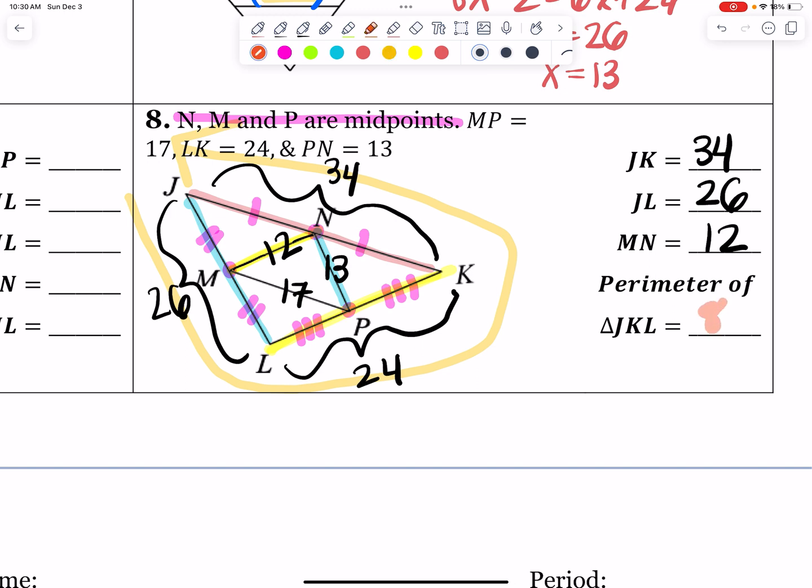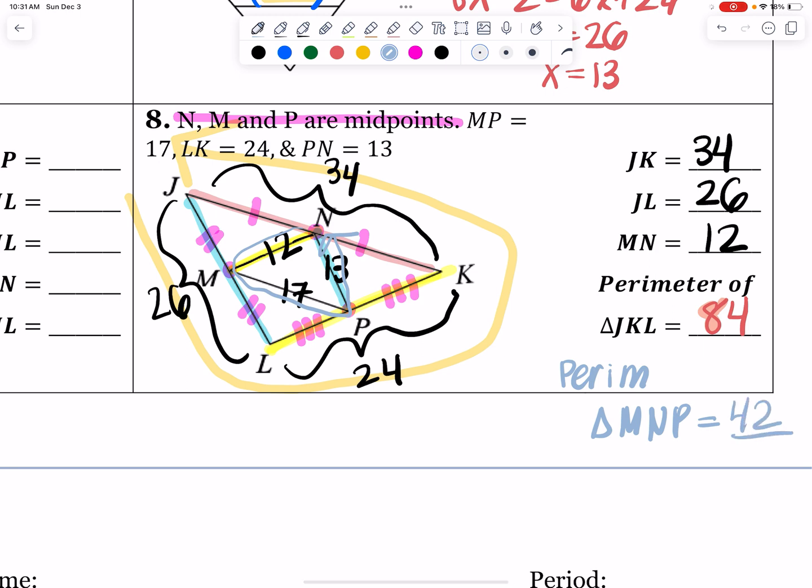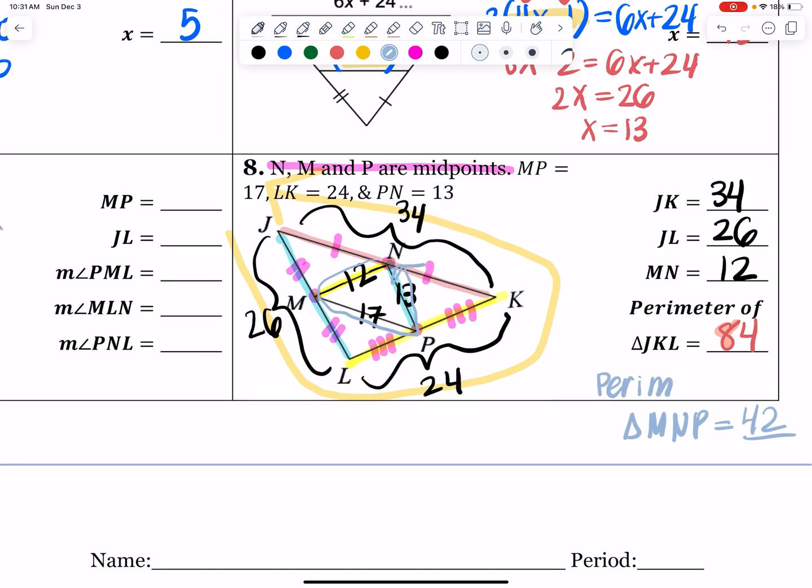Why is that significant? Ooh, let me change to a pen. Why is that significant? That is because that is the full perimeter. If I wanted to find the perimeter of just the inside triangle, think about it. It should have a relationship to the perimeter of the outside triangle. So the perimeter of triangle MNP, if I did this correctly, should be exactly half of 84. And so that should be 42. But add those numbers together and see if you did it right. 12 plus 13 plus 17. 42. And so I know that I have solved this problem correctly using the idea of the midpoint theorem.